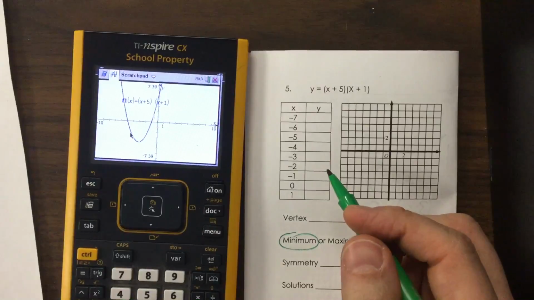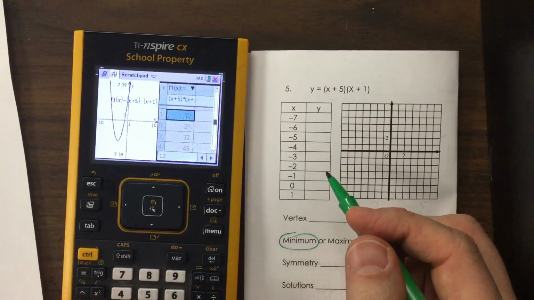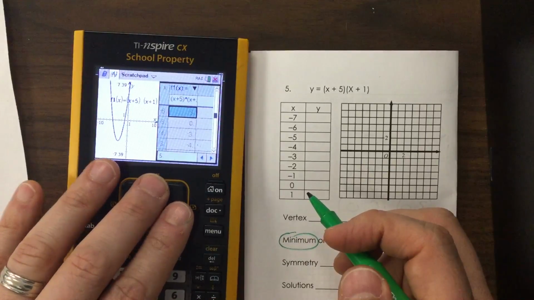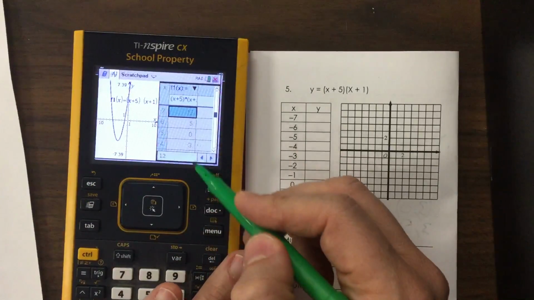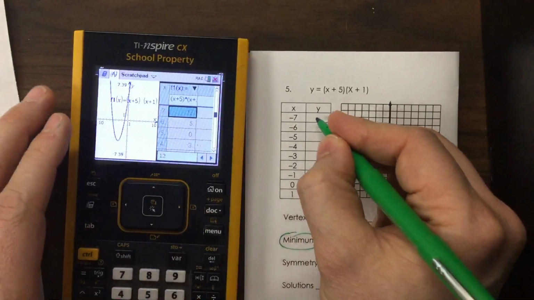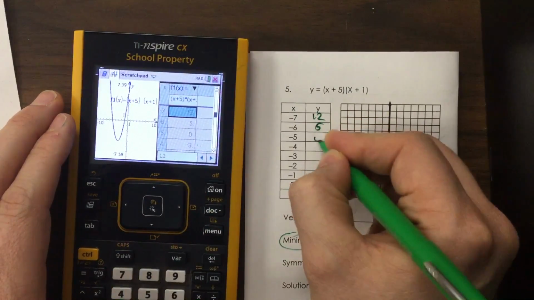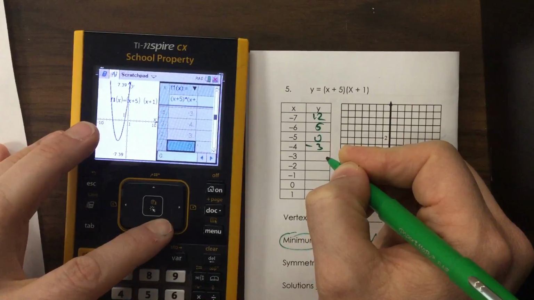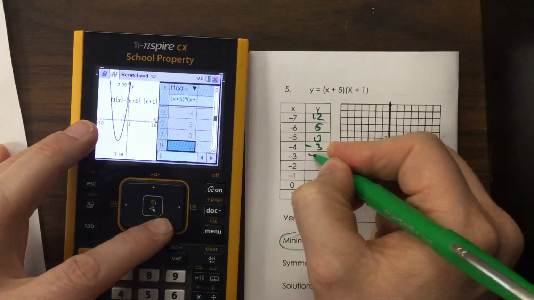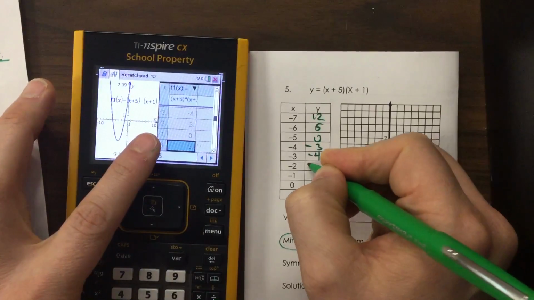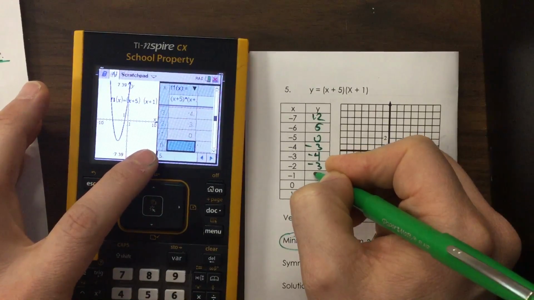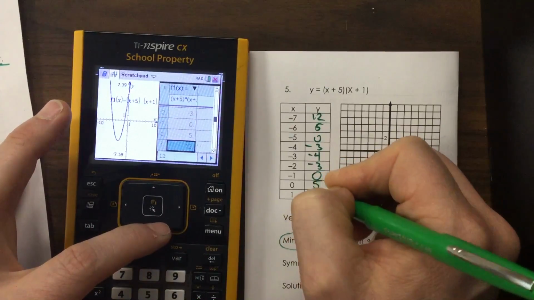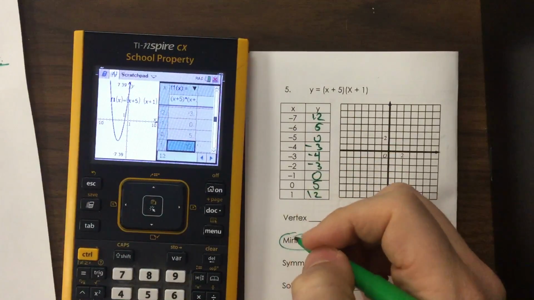But let's go ahead and go to the table, Control T, and I'm going to fill in all these values. So I'm going to go up to -7, and here are all the values I need for my y numbers. So I have 12, 5, 0, -3, and then -4, and then -3 again, 0, and then 5, and 12. See how easy that was to fill those in?